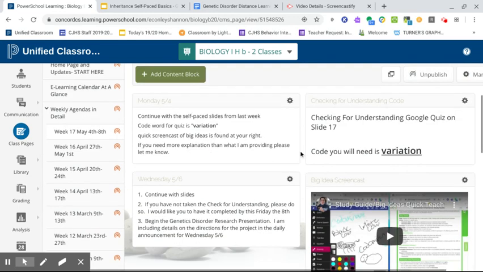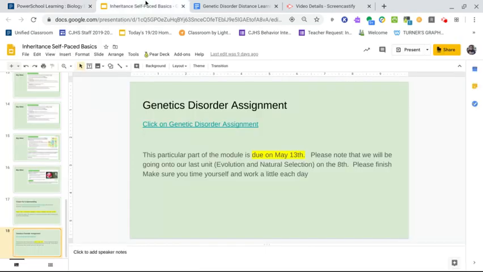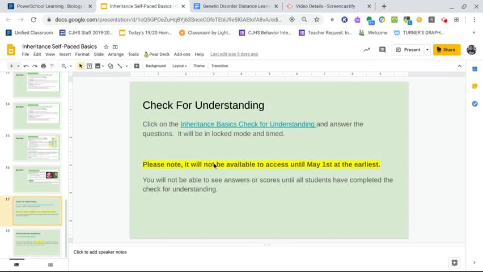Okay, so Wednesday 5-6, it says continue with slides. If you have not taken the check for understanding, please do so. That is on slide 17. You can now click on this link. It will be in locked mode and timed.